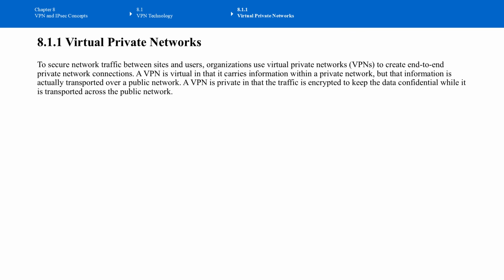A VPN creates a secure end-to-end connection between users or sites over the internet. Although the internet is a public network, a VPN allows it to function like a private network. This enables users to communicate securely without requiring a dedicated private connection.